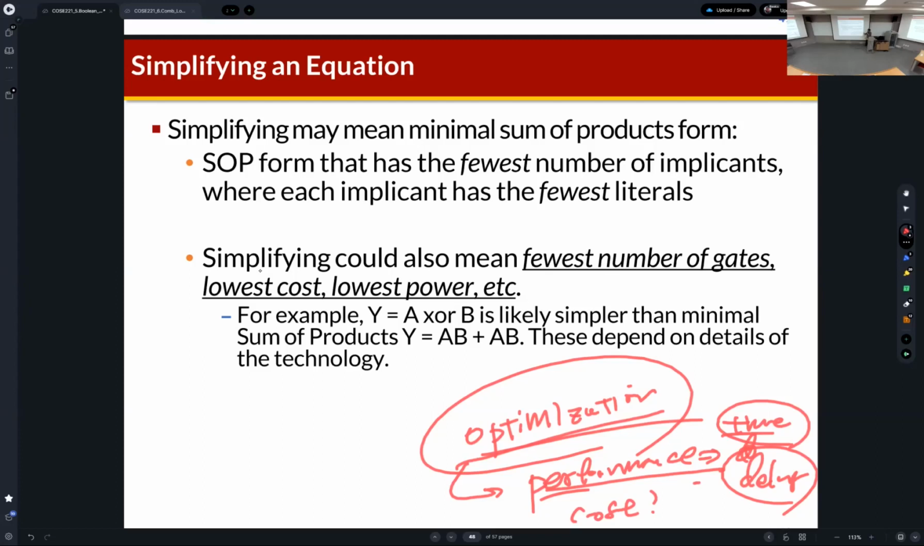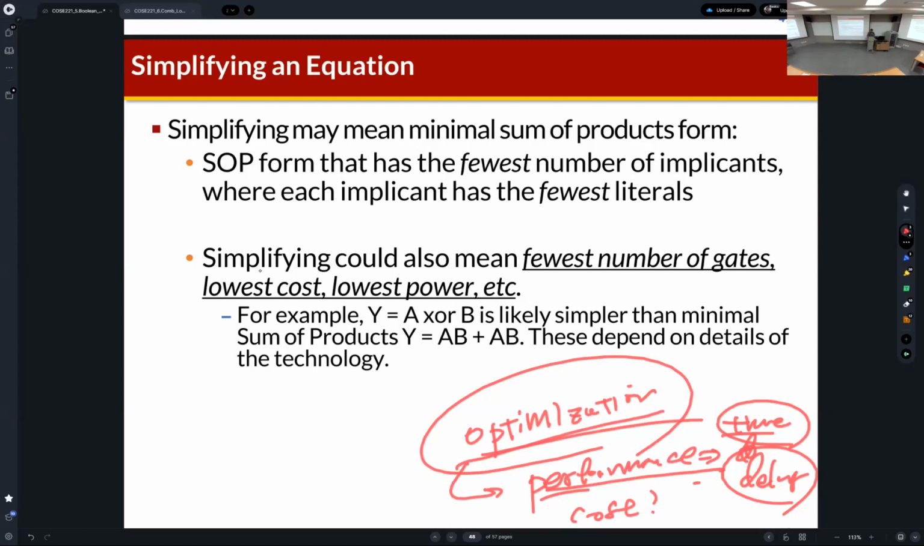Why do we need to optimize a circuit? Why do we need to optimize a digital system? It's enough to reduce cost. Then what is related to the cost? So we can consider power. Okay. Also we can consider the number of transistors.